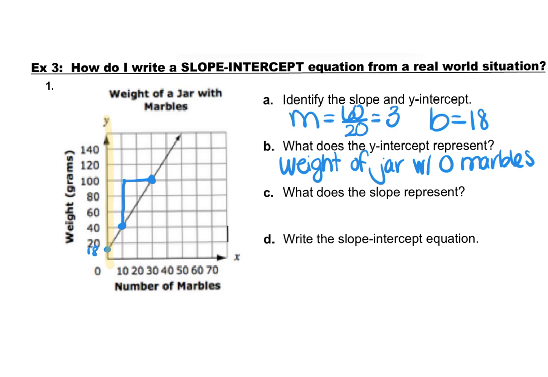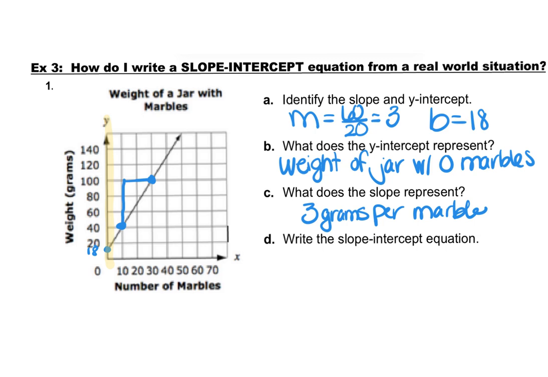And then it's asking us, what does the slope represent? Well, notice that the slope, if we picked those 2 points, we're going up 60 over 20. And so the 3, it's the 3 grams per marble. So it means that every marble weighs 3 grams.